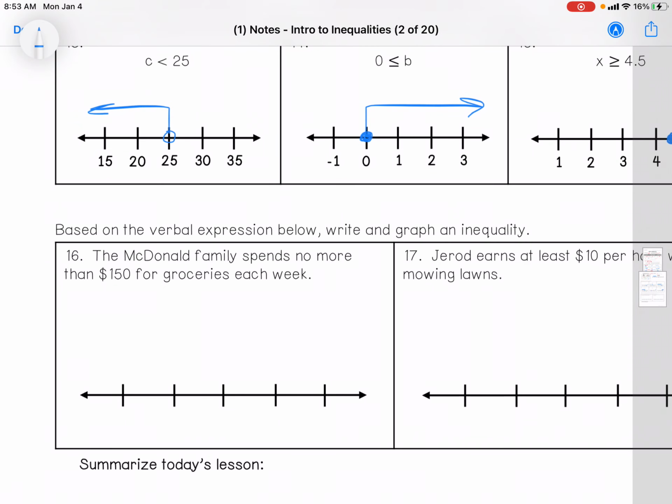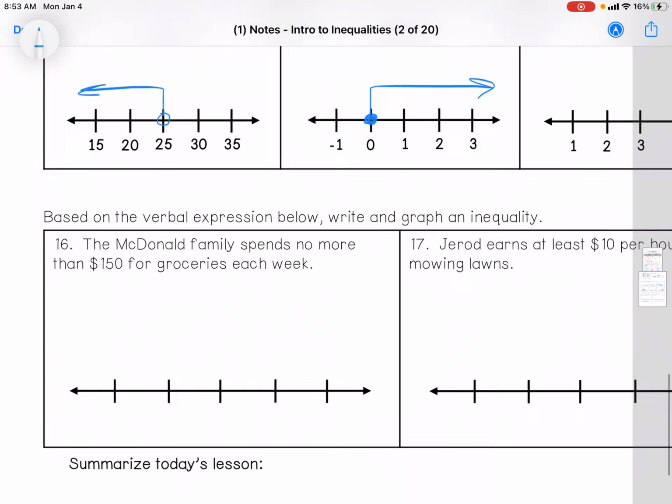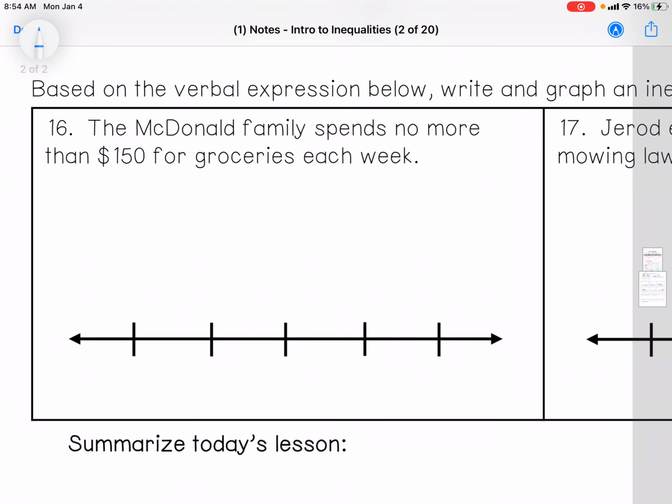Okay, almost done here. Based on the verbal expression below, write and graph an inequality. The McDonald family spends no more than $150 for groceries each week. So they're asking us to create our own graph and inequality. Okay, so we know they're talking about $150. So go ahead and fill in your graph. Can I count by 5s, 10s, 1s? It doesn't matter. I'm going to count by 5s. You could count by 1s. It doesn't matter, okay?